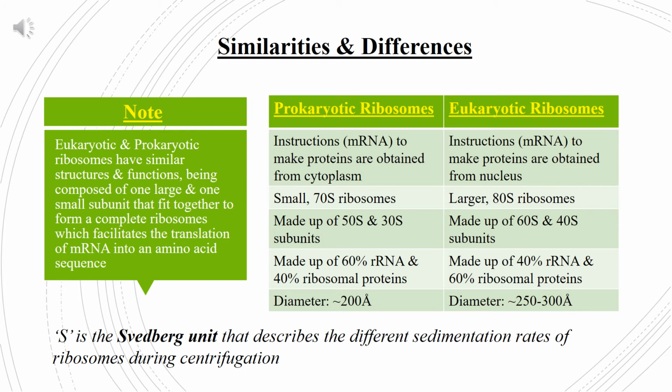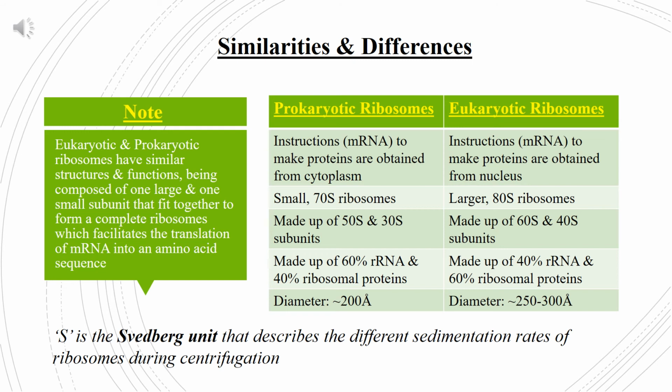The differences include that in the case of prokaryotic ribosomes, the instructions to make proteins are obtained from the cytoplasm, whereas in eukaryotic ribosomes, these instructions are obtained from the nucleus. The prokaryotic ribosomes are smaller than the eukaryotic ribosomes. Prokaryotic ribosomes are known as 70S ribosomes, which are made up of 50S and 30S large and small subunits. The eukaryotic ribosomes are known as 80S ribosomes and are made up of 60S and 40S large and small subunits.